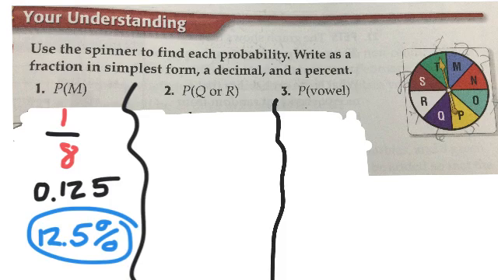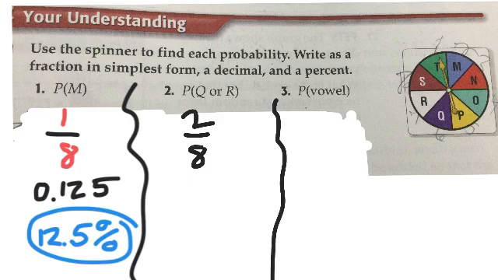So you put 8 on the bottom. Why? Well, there are 8 possible outcomes. There are 8 different answers. And 2 on the top because there are 2 chances. We're looking for Q or R. There's only one Q and one R. So that gives us the 2 possibilities that we're looking for. So that would be 2 out of 8.